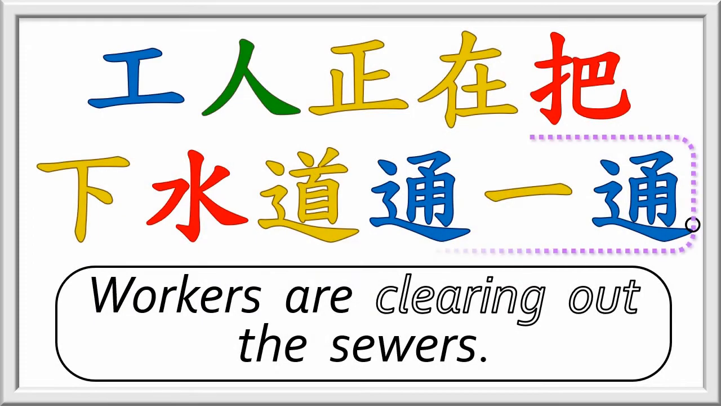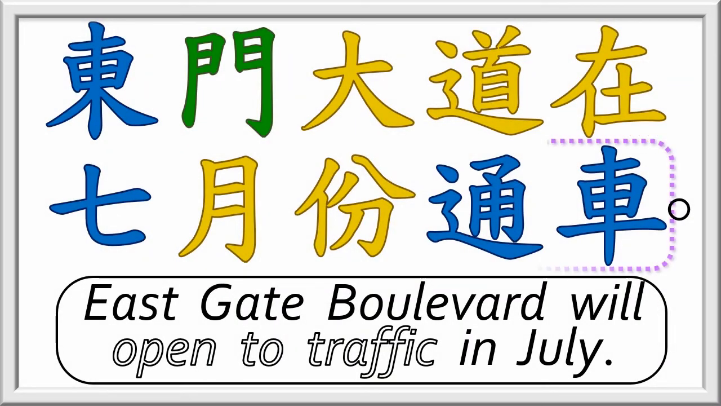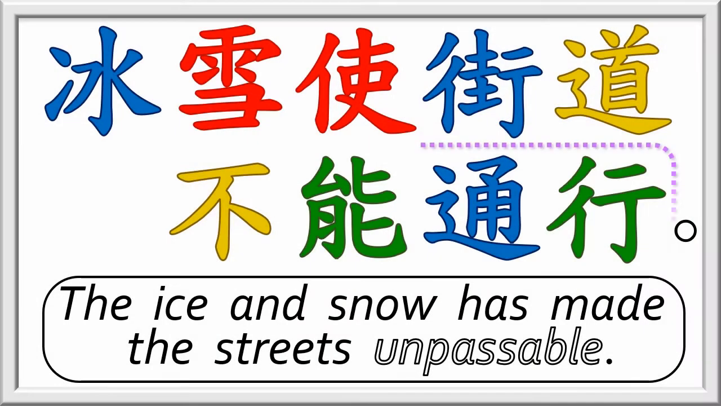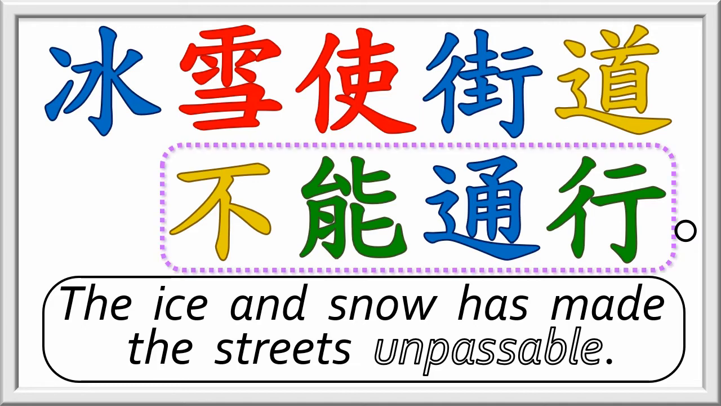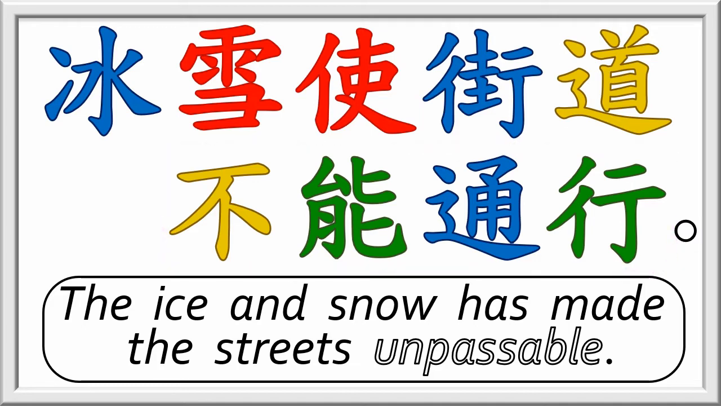工人正在把下水道通一通. Workers are clearing out the sewers. This is often done before an approaching typhoon to avoid flooding. 东门大道在7月份通车. East Gate Boulevard will open to traffic in July. 冰雪使街道不能通行. Ice and snow have made the streets unpassable.